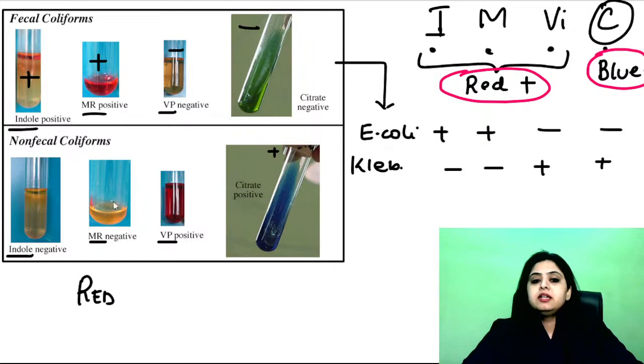Let's look at the other one. So first I know that for the first three I have to concentrate on red color. Here there is no red color, so this is obviously negative. Here also we don't have a red color, so negative.